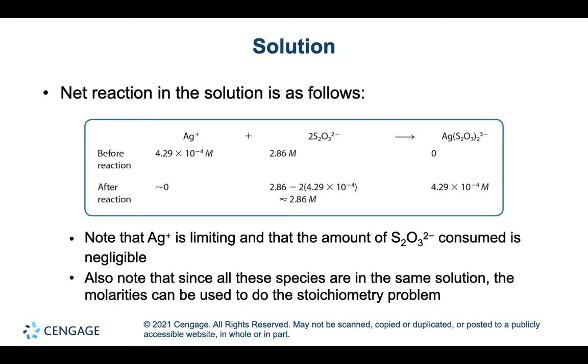So what we're doing here is K's are large. We're going to react both steps all the way to the right. So we're actually writing it as a combination of the two steps, Ag+ plus 2 S2O3 2-, making the silver with the two thiosulfates on it. The Ag+ is limiting, and the amount of thiosulfate used up is negligible. So we're just doing this by stoichiometry. We're just taking the limiting reactant, running it down to 0, and then seeing how much product we make.